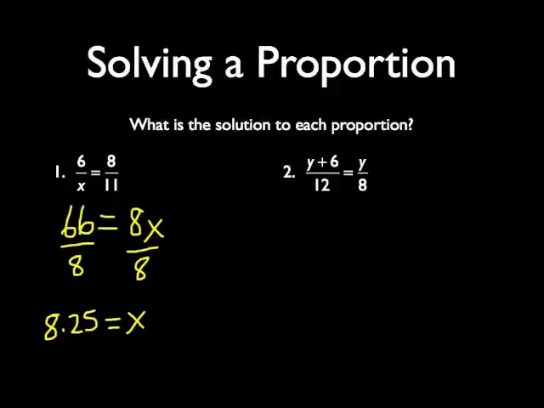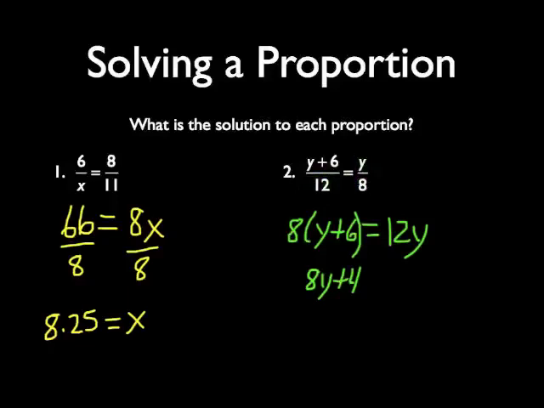On the second problem, we're going to do the exact same thing. We'll use the cross products property of proportions and multiply y plus 6 and 8 and multiply 12 and y. Now remember, when multiplying y plus 6 and 8, we need to use the distributive property of equality. So we get 8y plus 48, and that is going to equal 12y. We'll now subtract 8y from both sides of the equation, so 48 is going to equal 4y. And then if we divide both sides of the equation by 4, we find out that y is equal to 12. Again, not too terribly difficult.